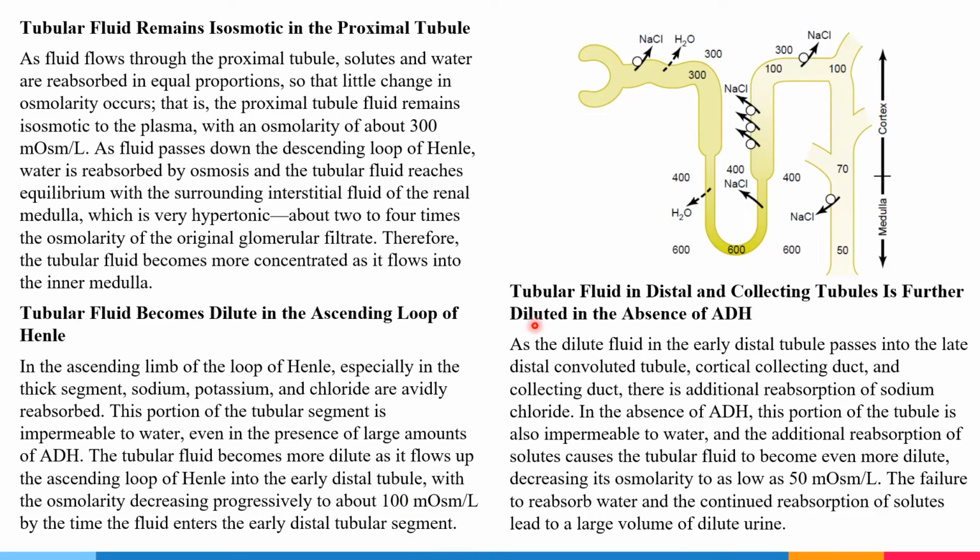Next, we look into how the tubular fluid in the distal and the collecting tubules is further diluted in the absence of ADH. As the dilute fluid in the early distal tubule passes into the late distal convoluted tubule, cortical collecting duct, and the cortical duct, there is additional reabsorption of sodium chloride. In the absence of ADH, this portion of the tubule is also impermeable to water, and the additional reabsorption of solutes causes tubular fluid to become even more dilute, decreasing its osmolarity to as low as 50 milliosmoles per liter. The failure to reabsorb water and continued reabsorption of solutes lead to a large volume of dilute urine.